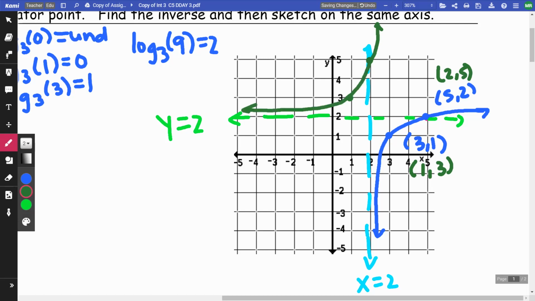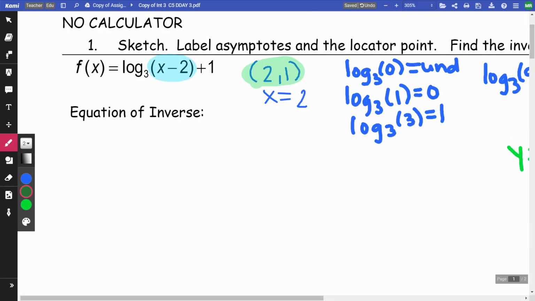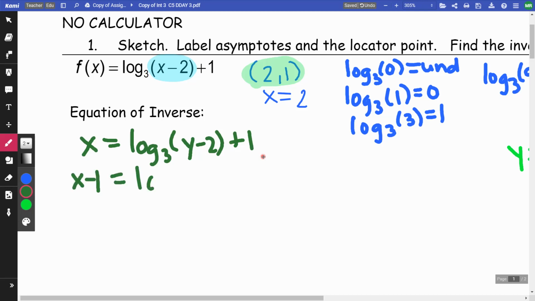Now to find the actual equation of the inverse, I am going to take this, remember this is really just a y, and I'm going to switch x and y. So I'm going to go x equal log base 3 of y minus 2 plus 1. And so I need to first get rid of this plus 1. That's always going to be my first step with this problem. So when I minus 1 from both sides, I get x minus 1 equals log base 3 of y minus 2.